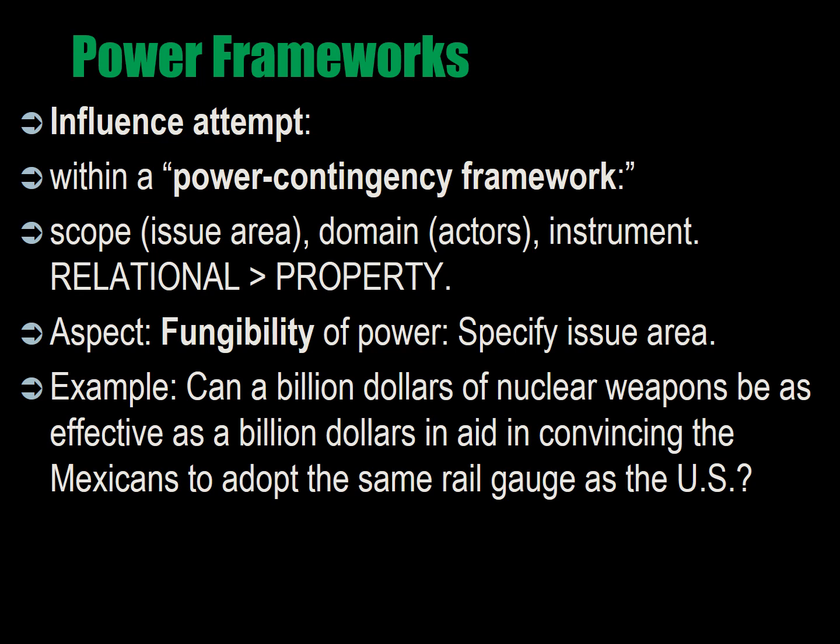Because if Mexico were to not comply, the US could not credibly attack Mexico. The US citizens wouldn't stand for that kind of exercise of power. The exercise of military power would cost so much money, it would outweigh any benefit from making the change in the railway gauge or the railway standards in the first place. So whenever we think of an instrument of power, we have to ask ourselves, how well can this instrument of power apply in one issue area to another issue area?